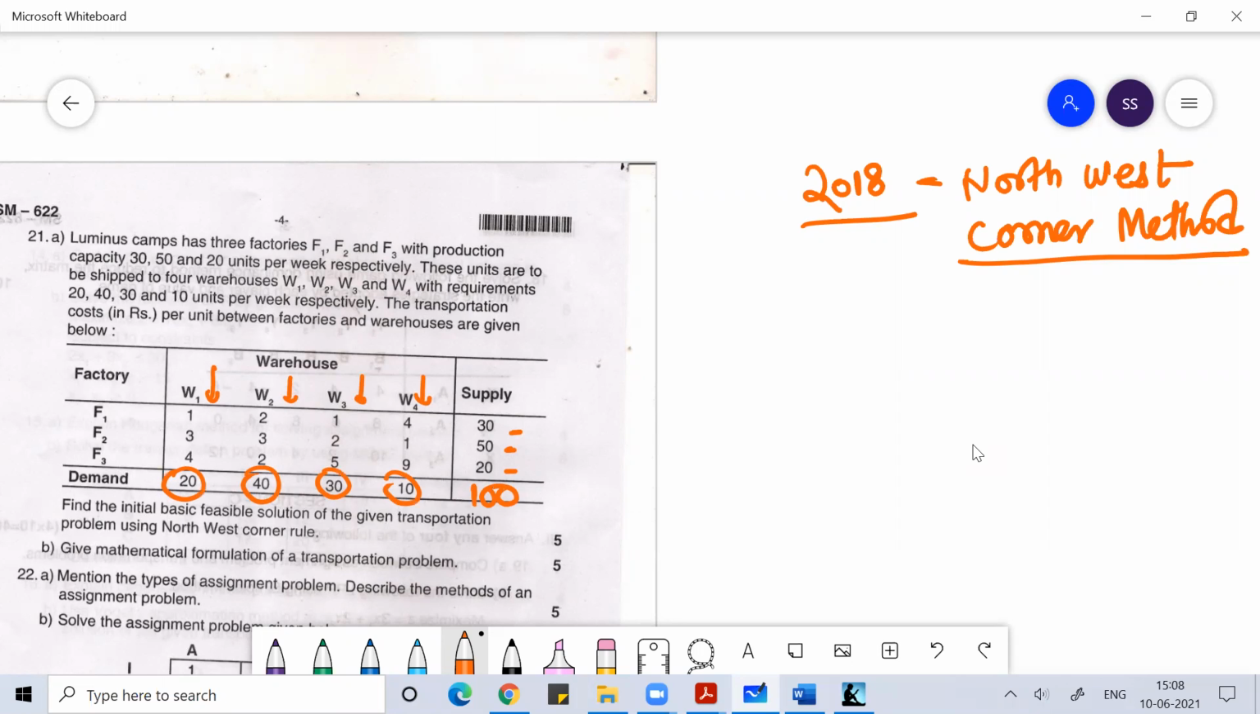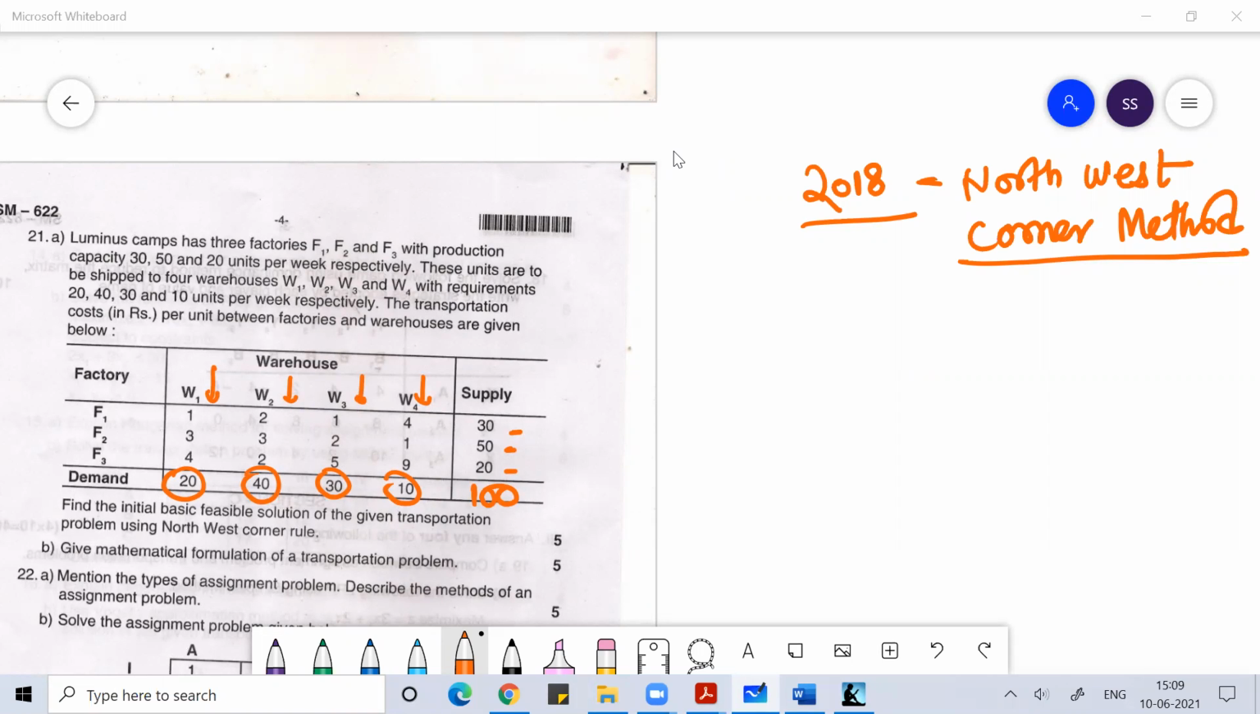Okay. Once you see that the total sum of demand is equal to total supply, then the transportation cost is given, guys. Whenever you see this matrix, you can understand that the values given in the matrix should always be a minimization matrix. You need to understand that part, guys. They've given you the demand also: 20, 40, 30 and 10 units per week. The transportation cost data is given for the factories and warehouses.